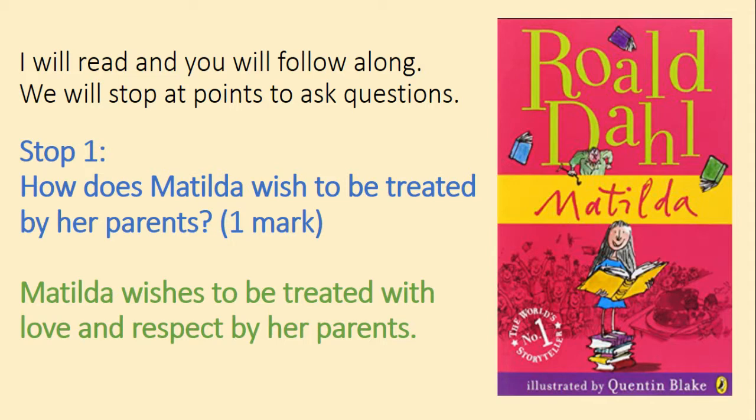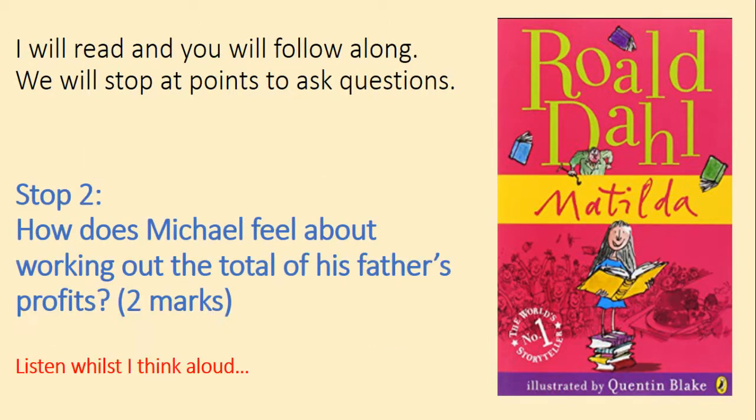Well done. Your answer should read something along these lines. Matilda wishes to be treated with love and respect by her parents. We know at the beginning of the chapter, it says that she longed for her parents to be good and loving and understanding and honourable and intelligent. So any of these kind of words would be accepted for 1 mark. Let's continue.